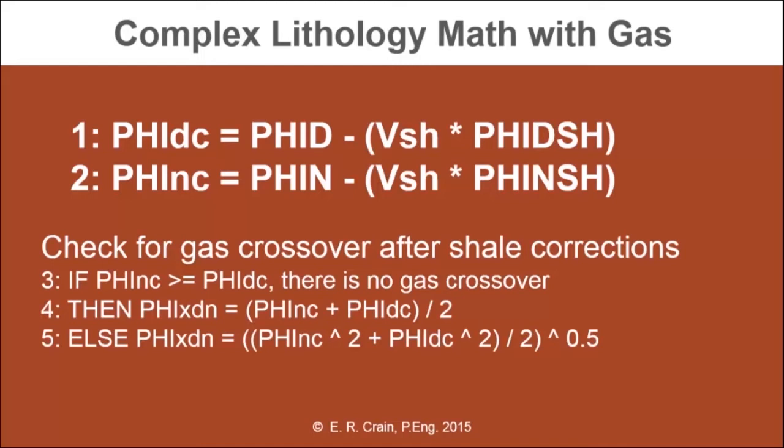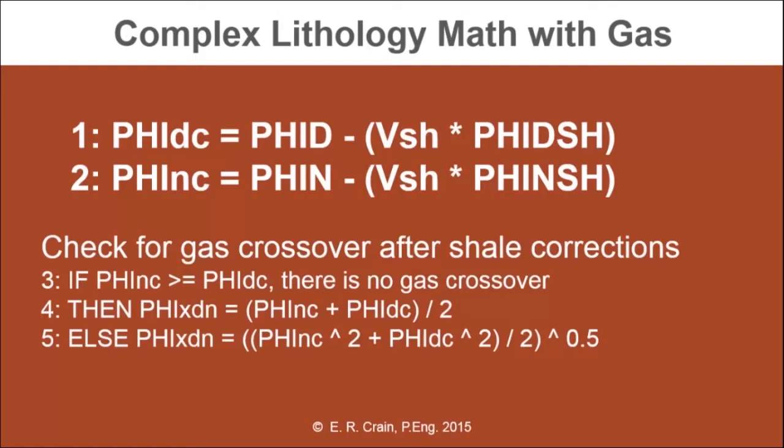Now today we have to test these numbers to see if we have gas or not. Gas crossover is the term that's used when we see the density log read higher than the neutron after the shale corrections have been applied. So we put a new equation in there with an if statement. If the neutron is greater than or equal to the density, then there's no gas crossover, and we take the average of the density and neutron after shale corrections as our porosity answer.